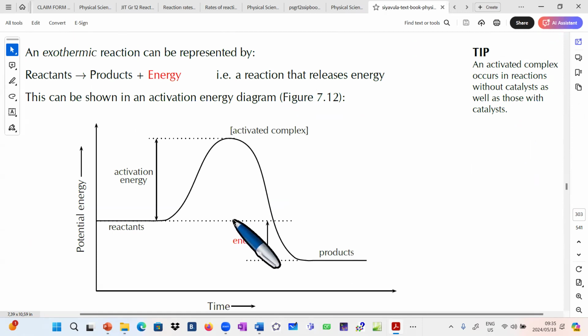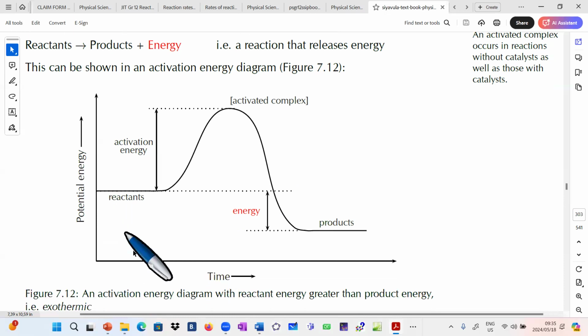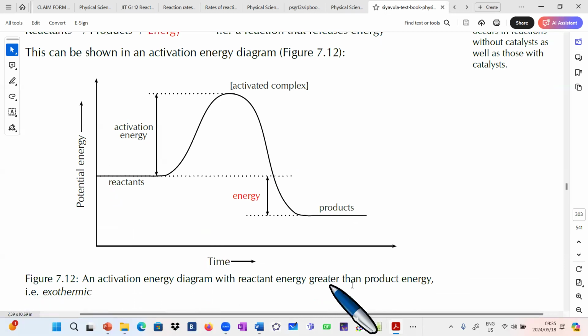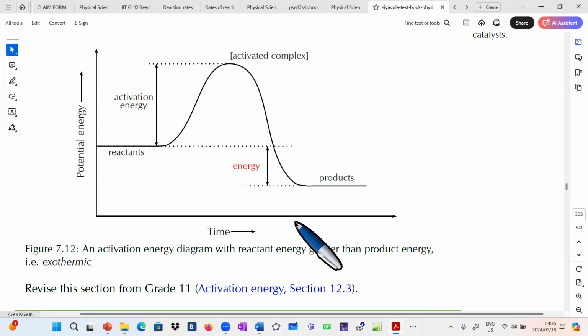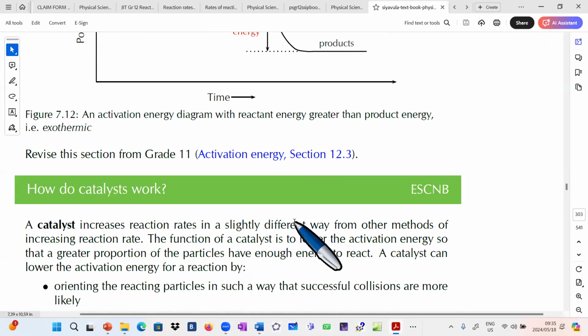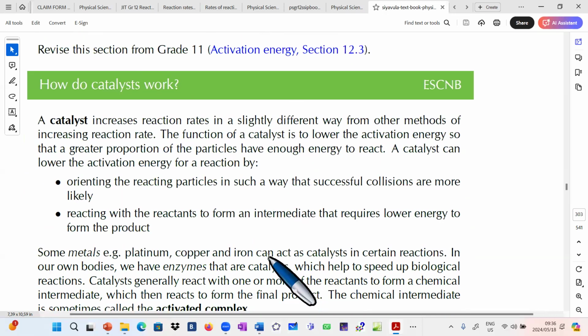Okay, we are looking at the notion of an endothermic reaction, where you can see potential energy on the vertical axis and time on the horizontal. But if the activation energy diagram has the reactant energy greater, and you can see the products have less energy, the product energy is less. So this is called an exothermic reaction. This is seen mostly in grade 11. It's grade 11 work.